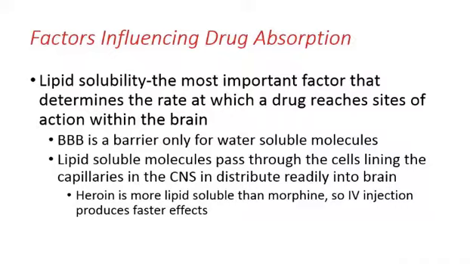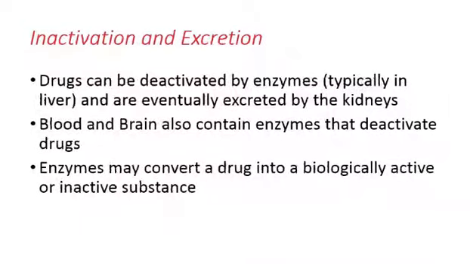Heroin has a little bit more lipid solubility compared to morphine, so an intravenous injection of heroin is going to produce faster effects because it's going to get across that blood-brain barrier much faster.